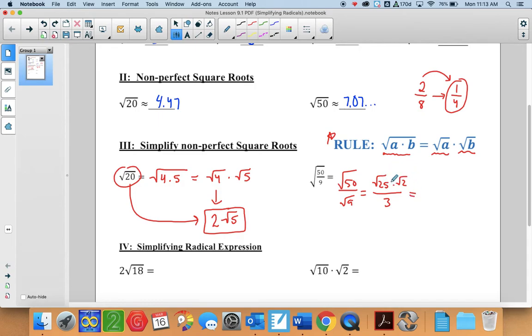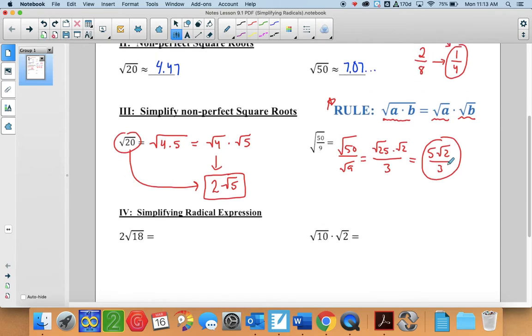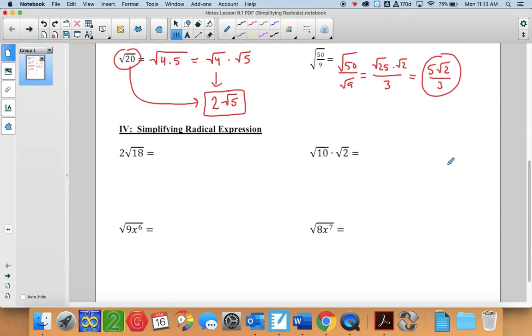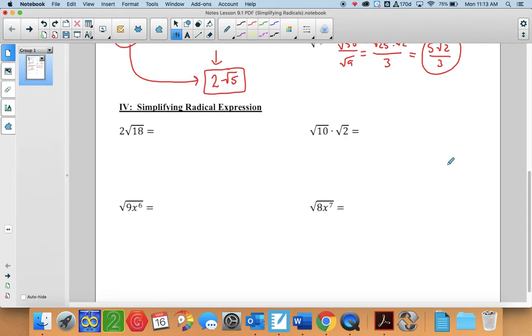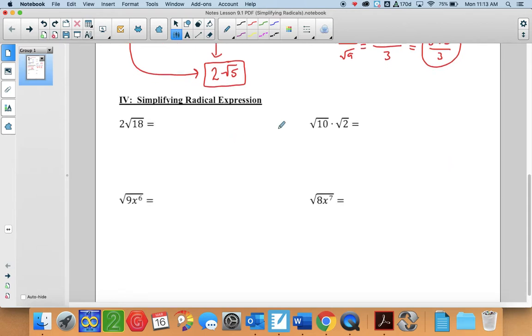Because I could have divided it as the square root of 50 is 5 times 10. But if I divide it this way, square root of 25 is a perfect square. 5 square roots of 2 over 3. So the thing to keep in mind here is you're always looking for perfect squares. You're dividing them up, kind of just like the factoring that we just finished. All right, I have 4 more examples here that you can copy down.